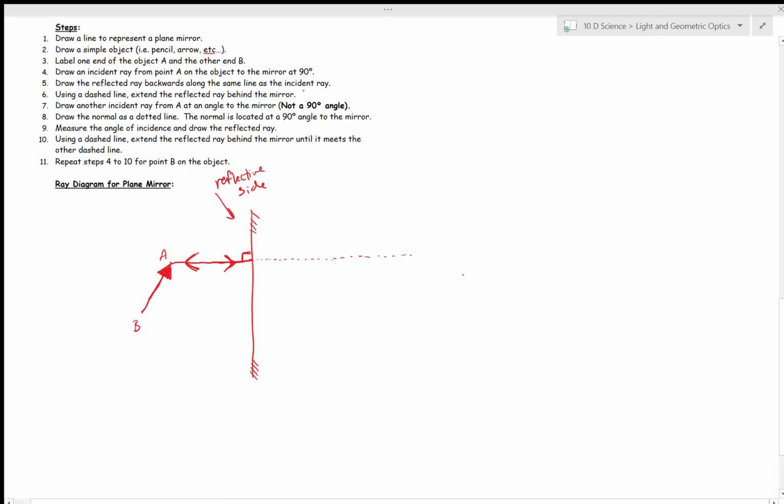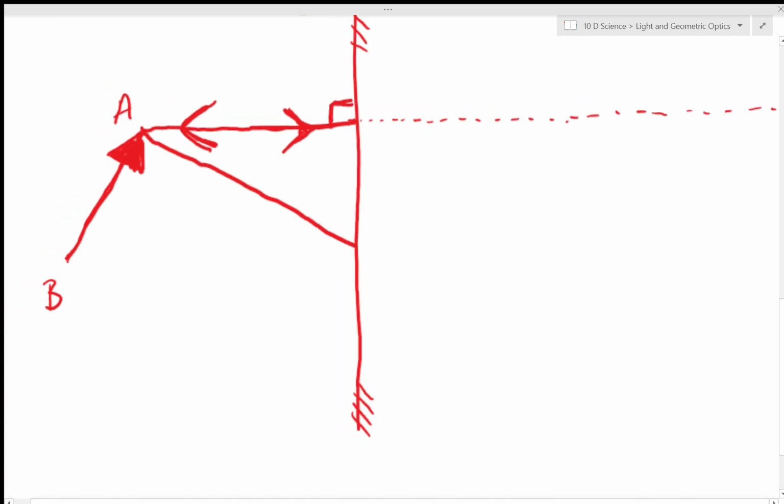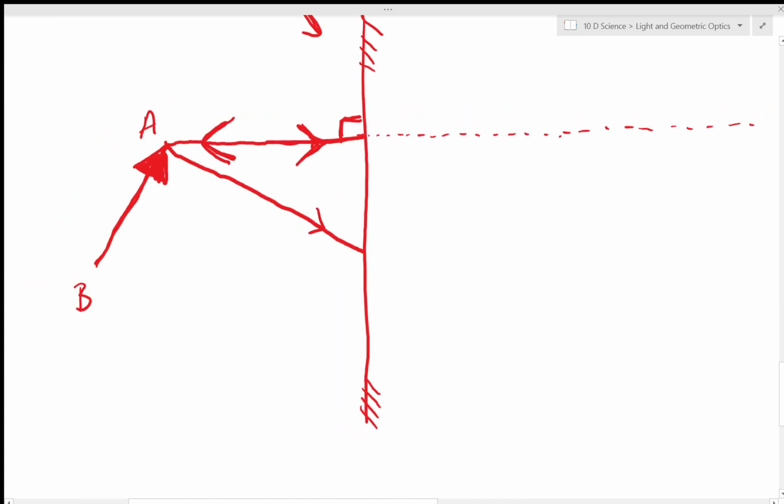Then I will continue along, and then it says draw another incident ray, so another ray that comes off of point A at any angle. It doesn't matter what angle it actually is at. So here's my next ray. So let's say I draw it off at this angle. Now, in terms of the direction that it's going, we know it's going in this direction.